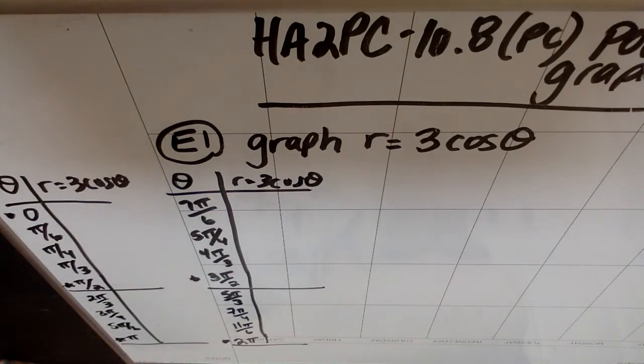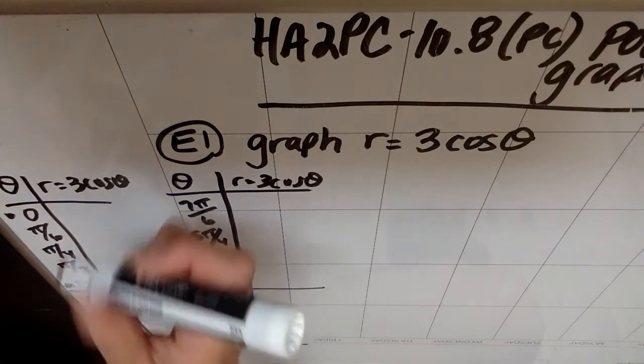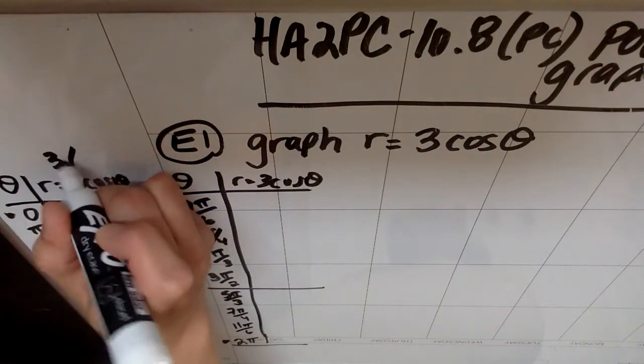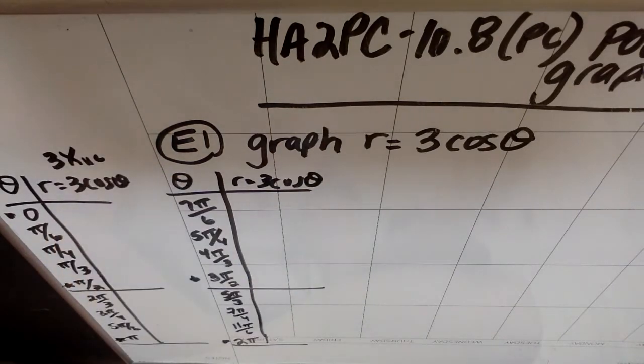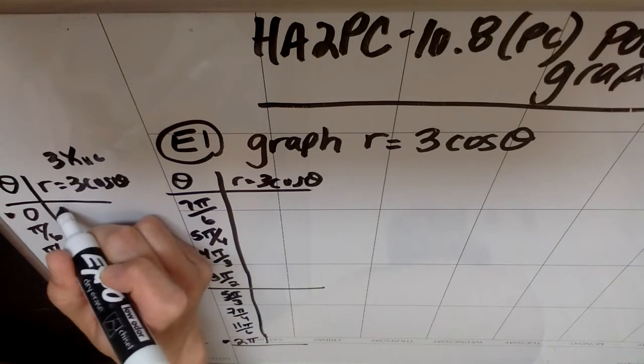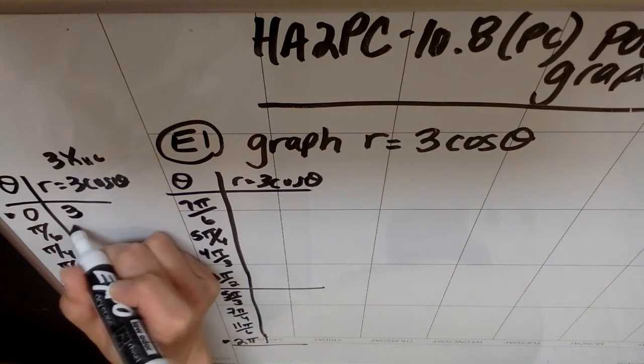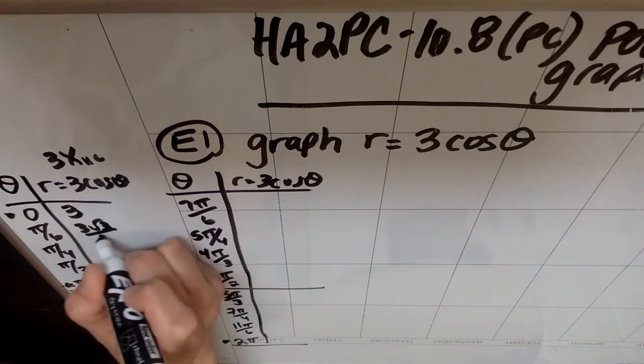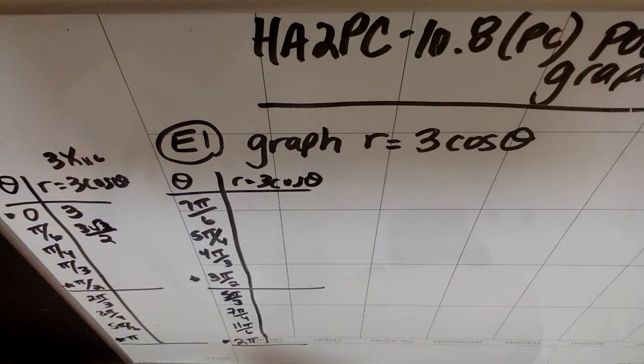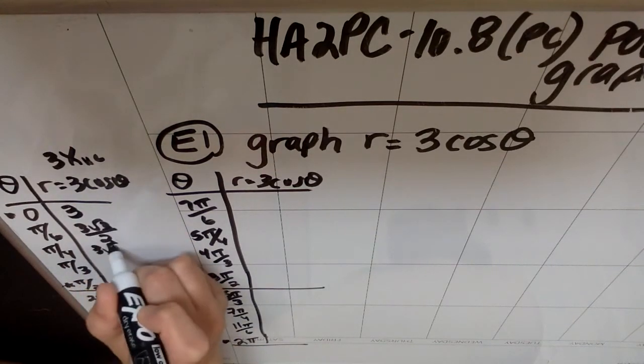If you're graphing polar stuff by hand, it does require a pretty good knowledge of the unit circle, so good times if you don't know your unit circle. Remember that this is basically saying 3 times the x coordinate on your unit circle, because that's what the cosine would be. So this is going to be 3 times a 1, which is a 3. This will be 3 times root 3 over 2, so 3 root 3 over 2, which is not awesome, but it's just what I'm going to have to deal with. This is going to be 3 times root 2 over 2.